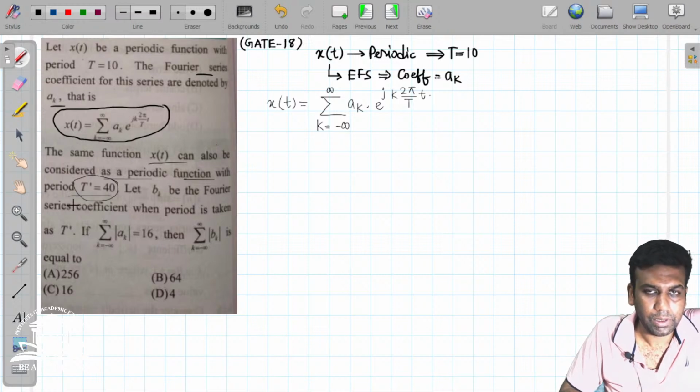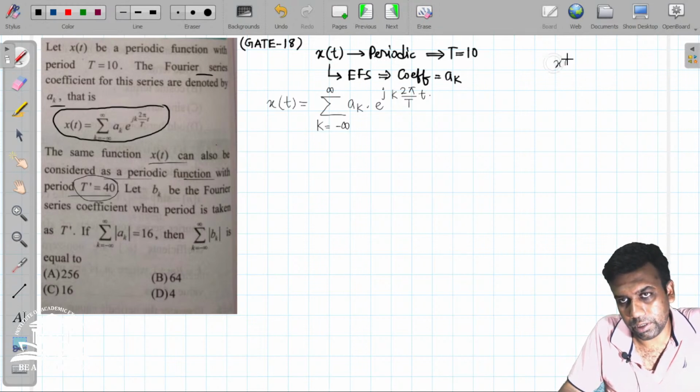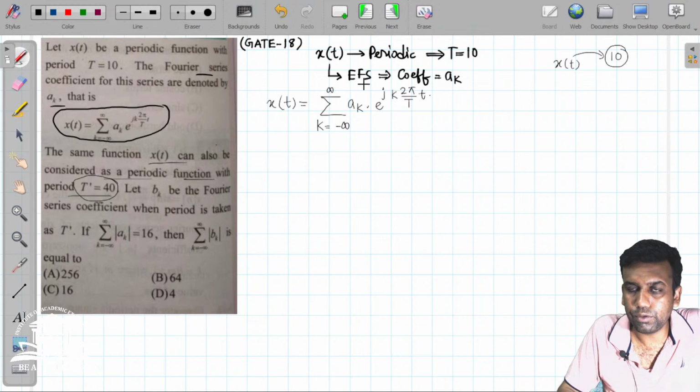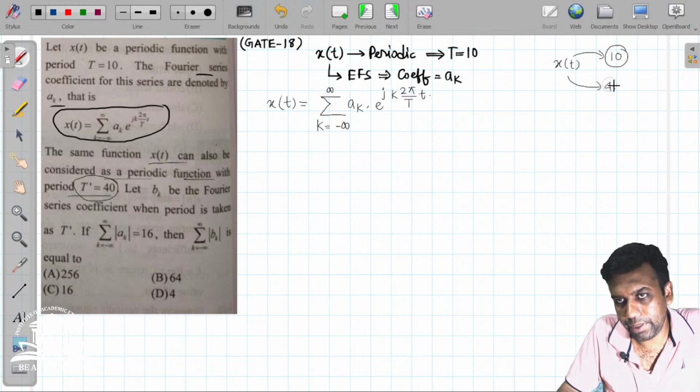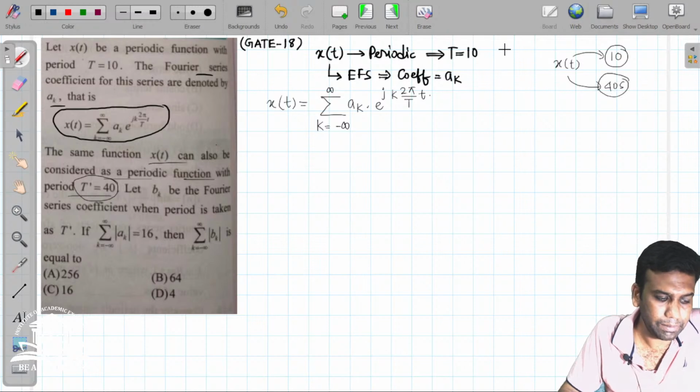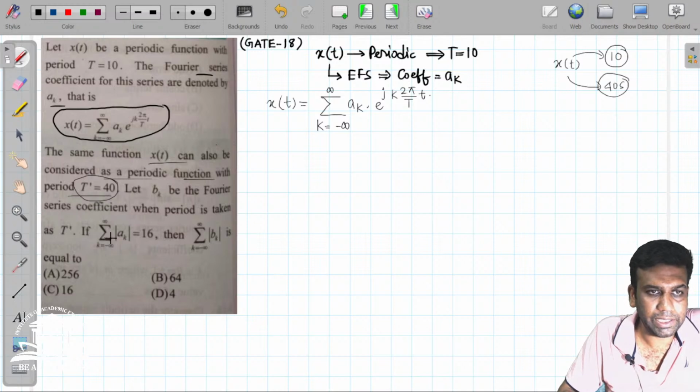to 40. I told you in class that if you have an xt which is periodic with 10 seconds, then I can also call it periodic with 40 seconds. So the same thing is said here, that T equals 40. Let bk be the Fourier series coefficient when the period is taken as T dash. So if this mod k is 16, so mod bk is equal to what?